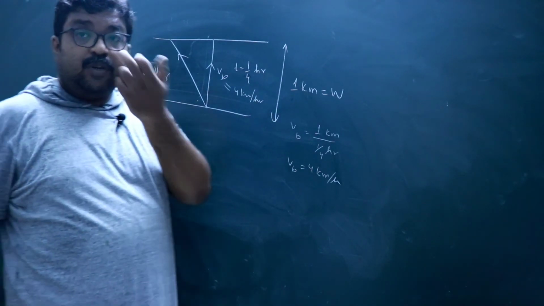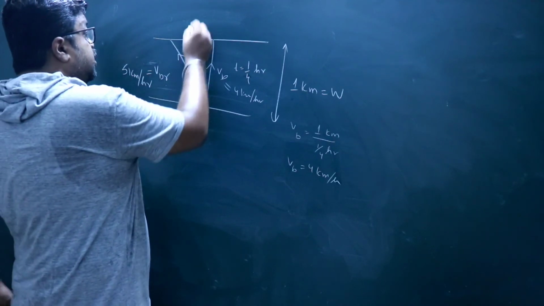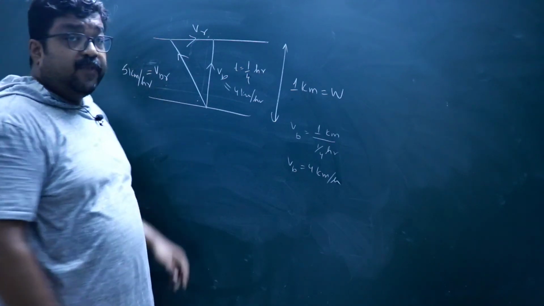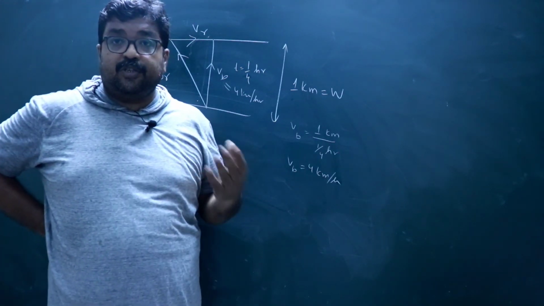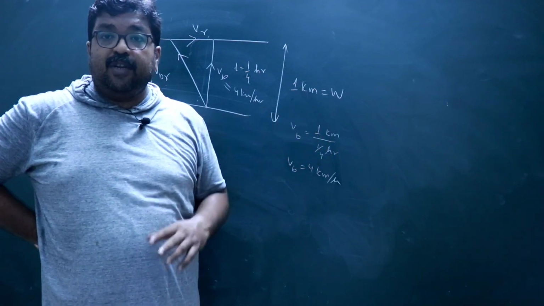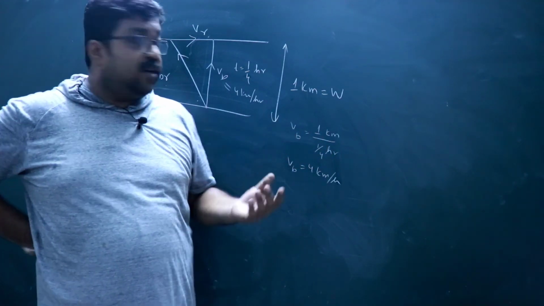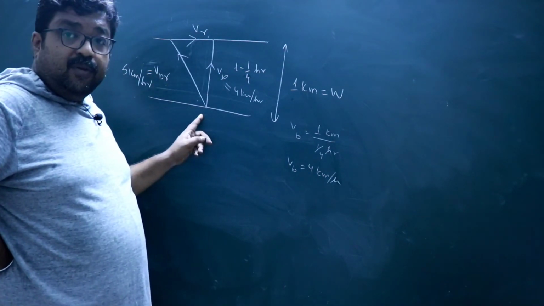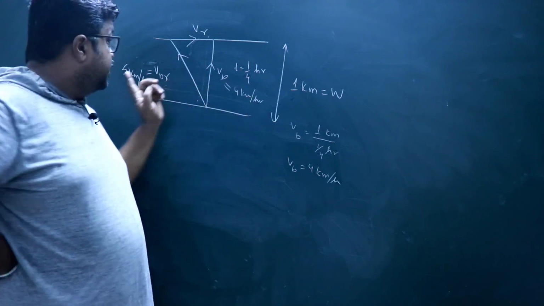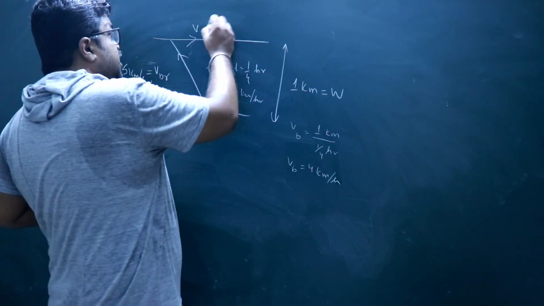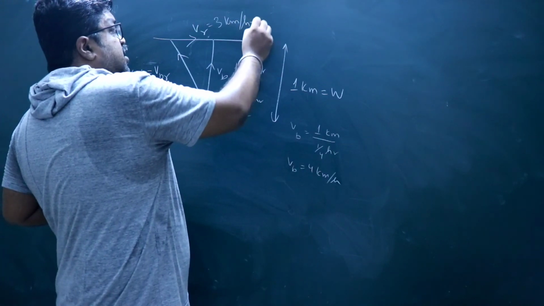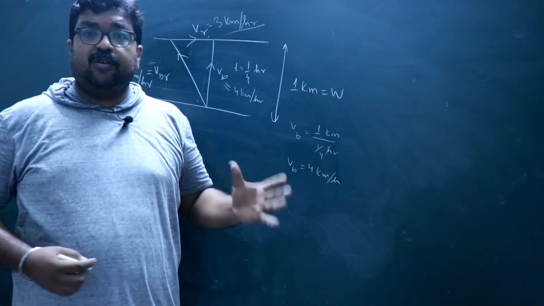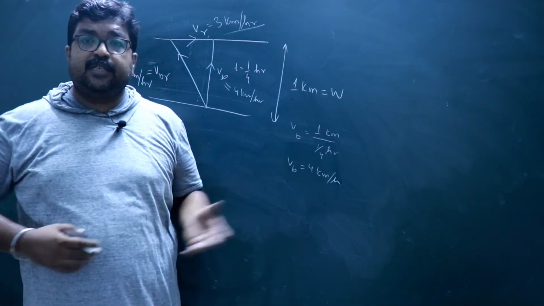In this question, it is asked what is the velocity of the river? This is VR. Velocity of boat with respect to river is given to be 5 km per hour. The boat crosses the river of width 1 km in 15 minutes. These quantities are given, this quantity is asked. So obviously this is a right angle triangle, and this is a Pythagoras triplet. This is 5, this is 4, so obviously this will be 3 km per hour.